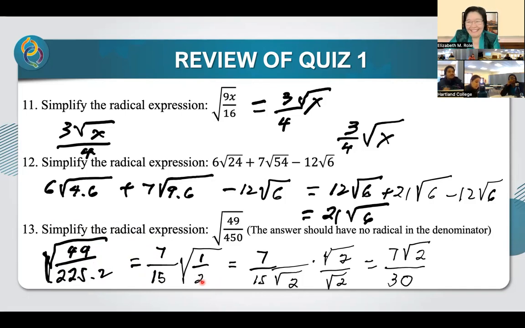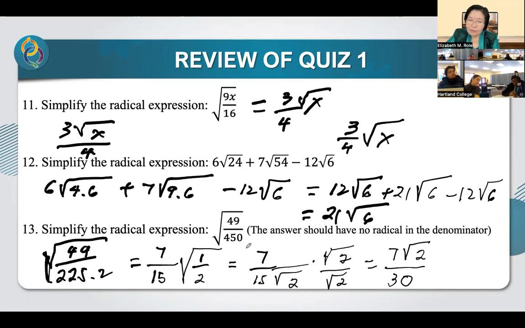It's good to ask. Is that okay now? I thought 450 itself is a perfect square. So the 49, I took that out. 49 is 7, 225 is 15, and so there's a 2 at the bottom, and definitely there's a 1.